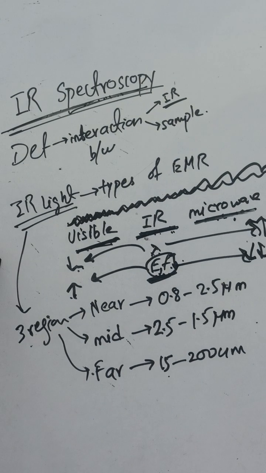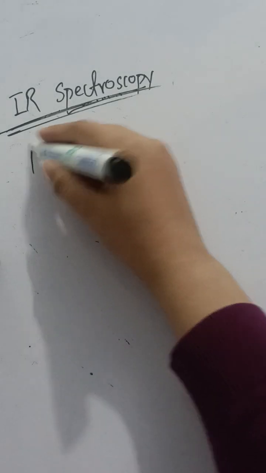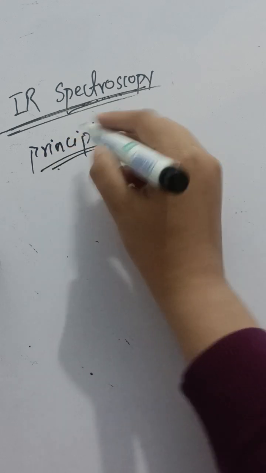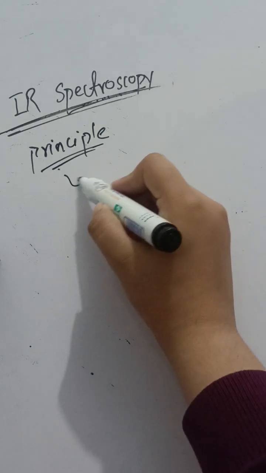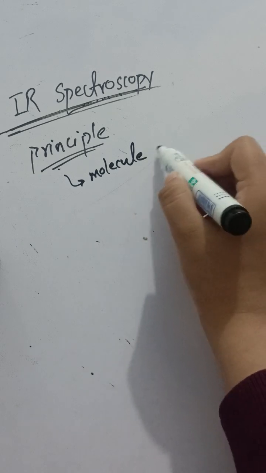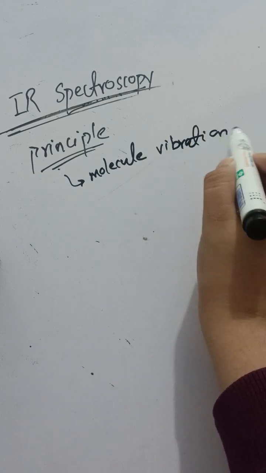Okay guys, now we will talk about the principle of IR spectrometry. The principle is very important. We will talk about molecular vibration. In IR, molecules vibrate. So how do molecules vibrate?